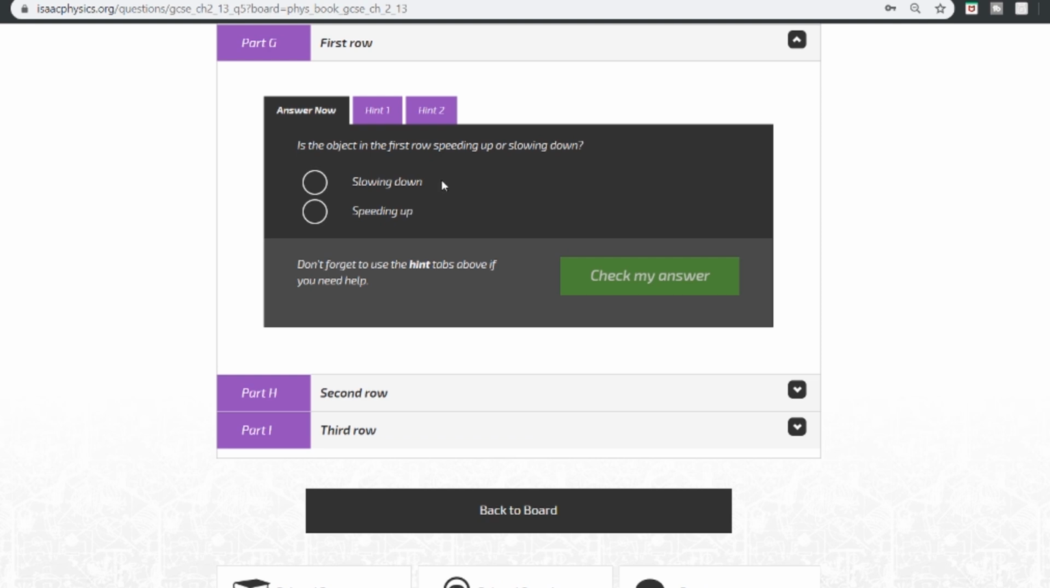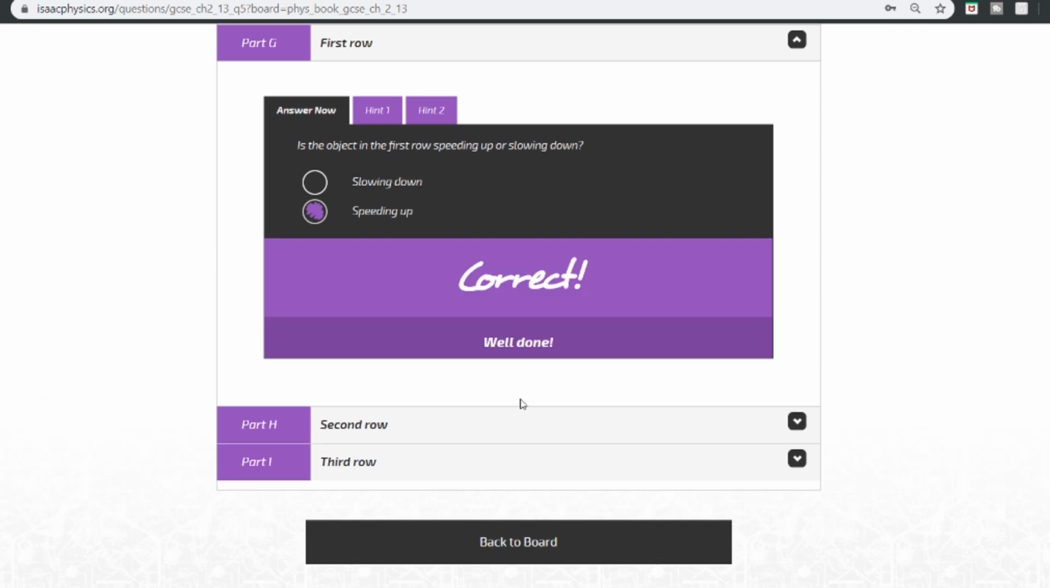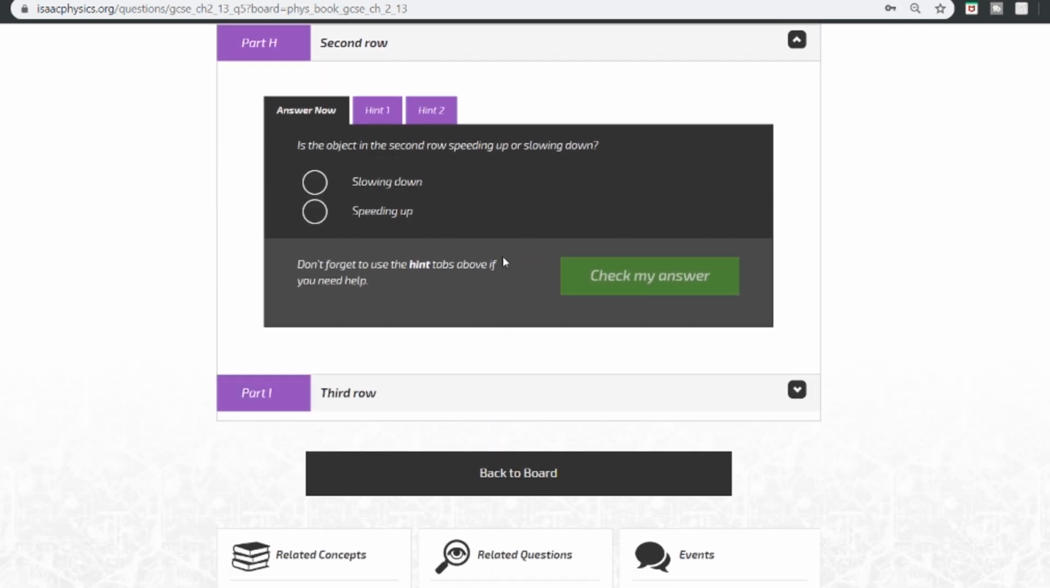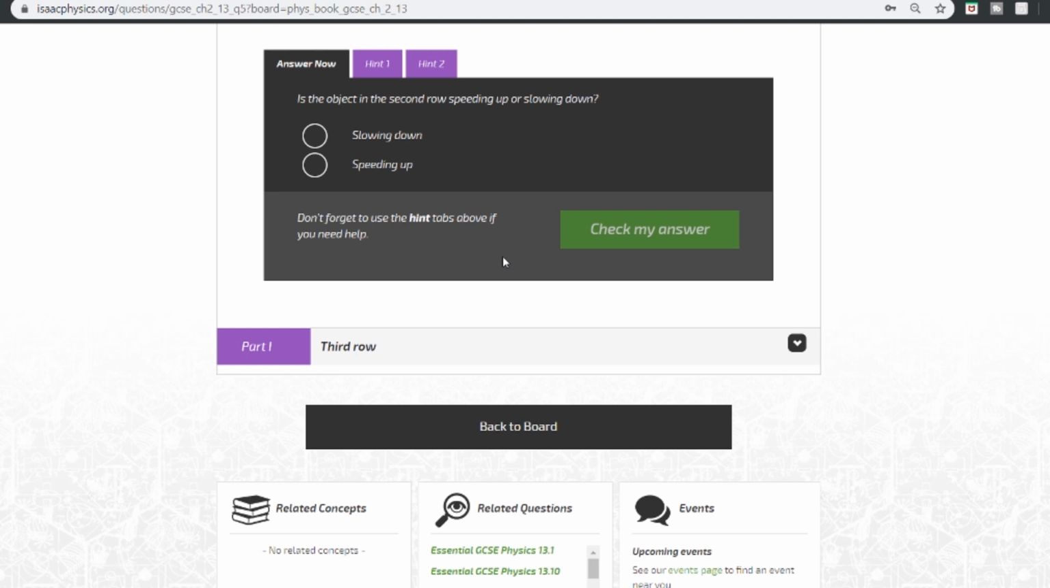Is the object speeding up or slowing down? I reckon because it's got a positive value of acceleration, it's going to be speeding up. Correct. Second row, is the object in the second row speeding up or slowing down? So it's got a negative value, so I'm going to say that this one is slowing down.